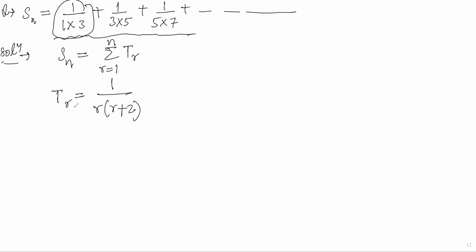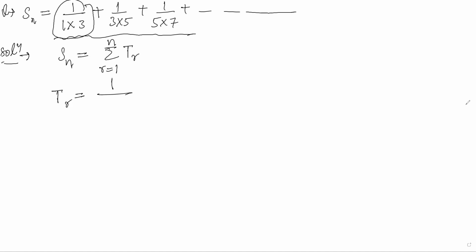Now put r is equals to 2. If you put r is equals to 2, you will get 1 by 2 into 4. You don't have 1 by 2 into 4. So in that way, you'll be able to find out whether your expression for TR is correct or not. You just put the values of R from 1 to 3, because you will always have the first three terms of any sequence, any series. If they want you to find out SN, they will always give you the first three terms.